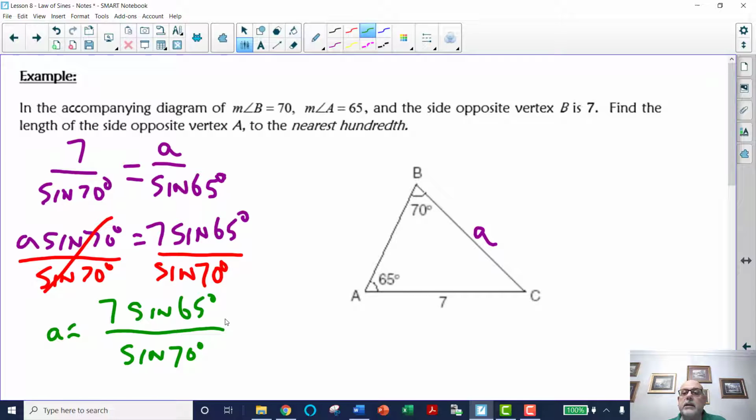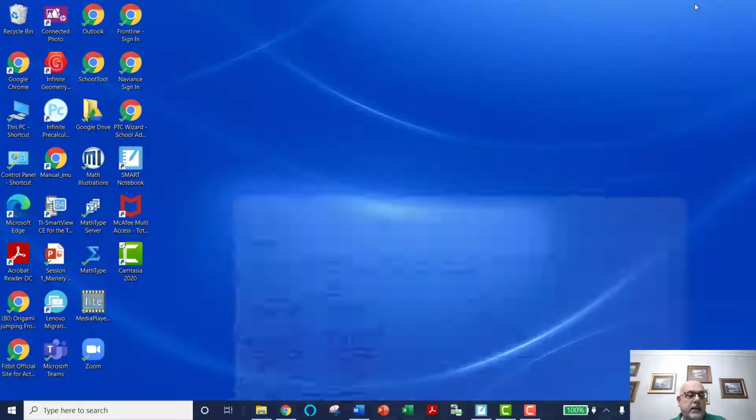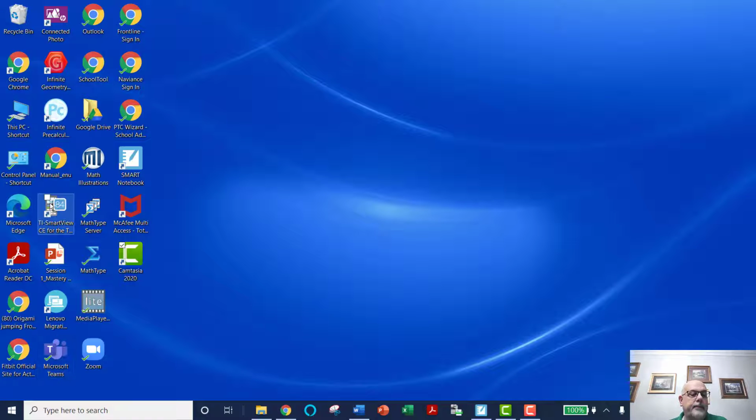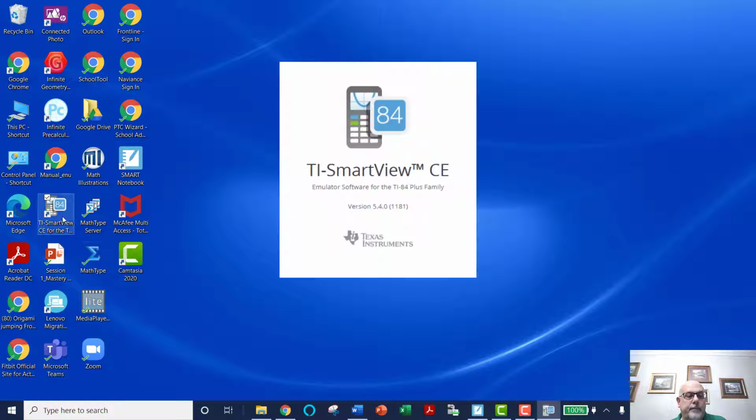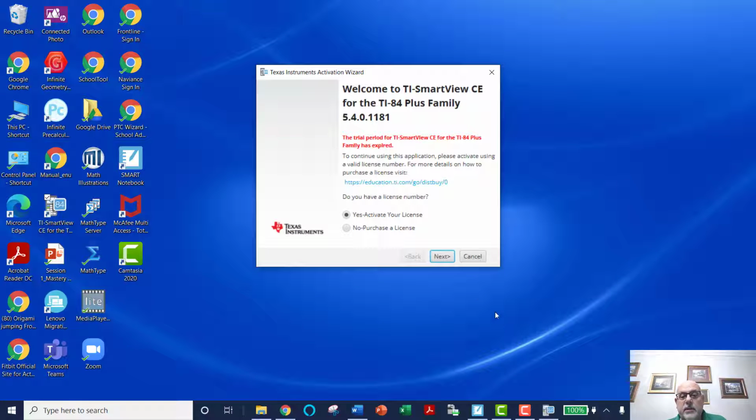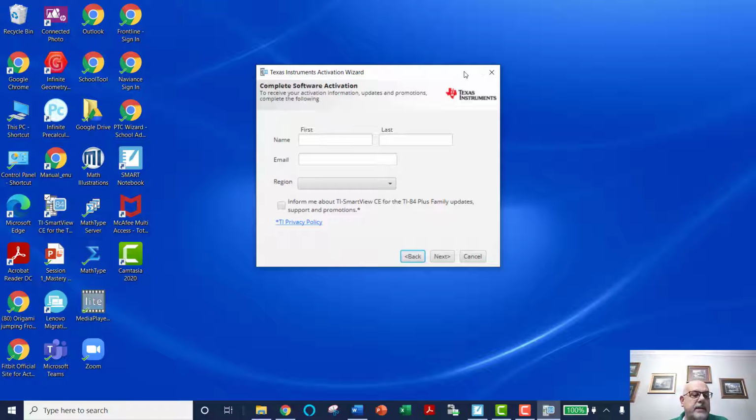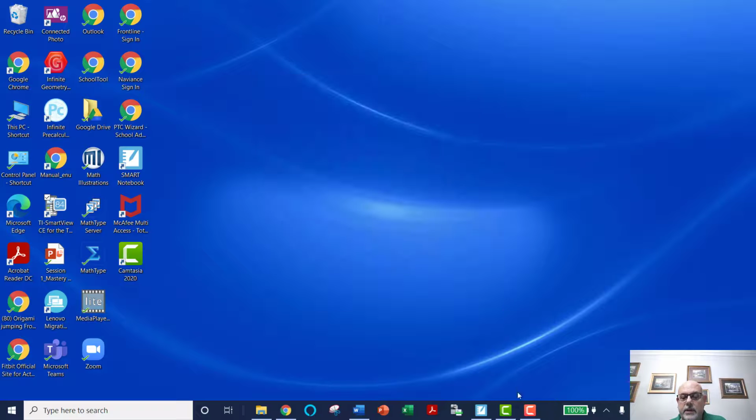Now let me see if I can get the calculator going, and I'll show you how to put that in the calculator. I obviously should have opened the calculator first, but now that I'm into this, you know. Oh, I don't have an active license. They never gave me the new license code. All right. So let me get back to the lesson. Forget that. Yes, I want to quit.